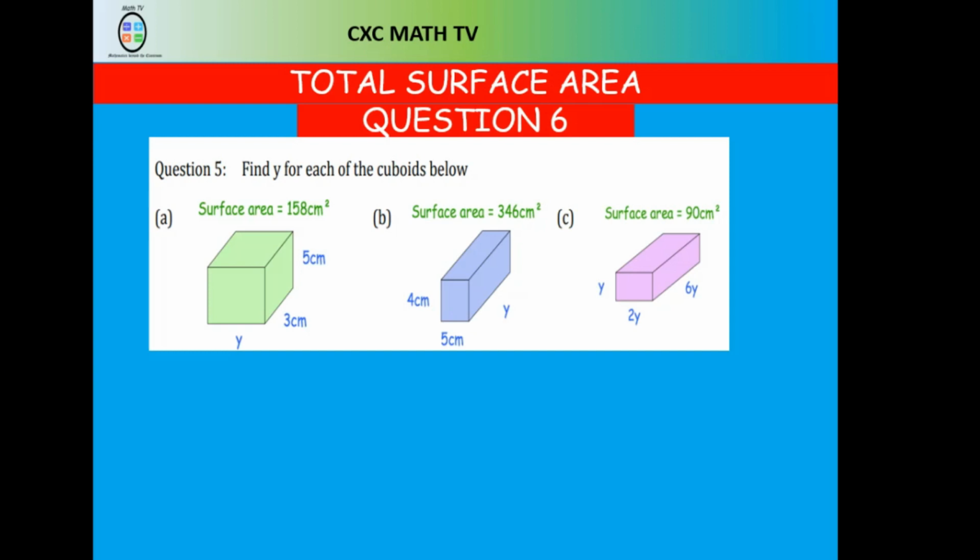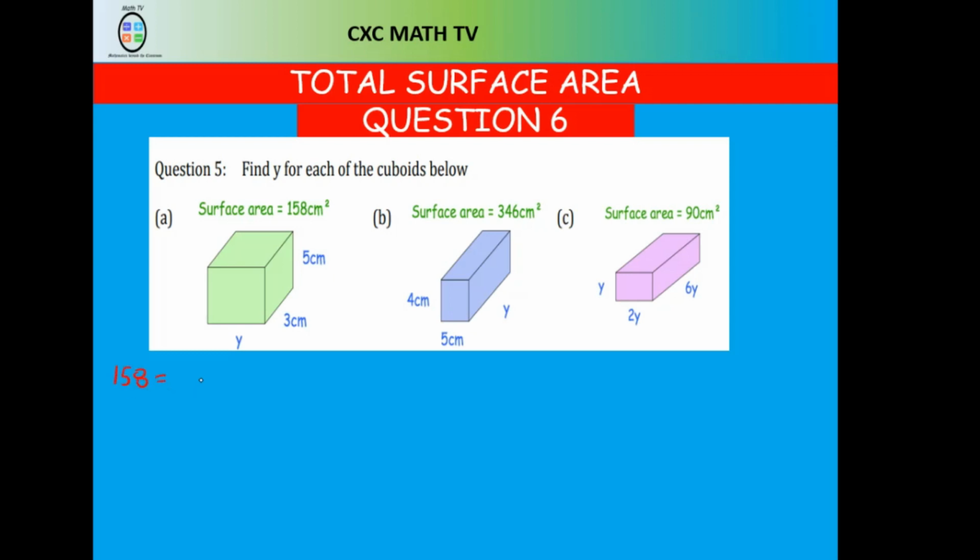Okay, pause the video and attempt these questions. We need to find the value of y for each of the following cuboids. Pause and attempt. All right, let's go ahead and do it. So what do we know? They give us the surface area, the total surface area, 158.